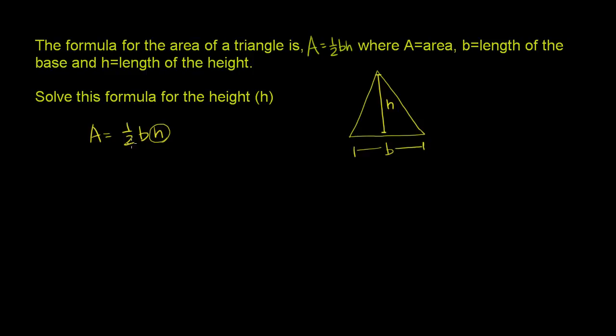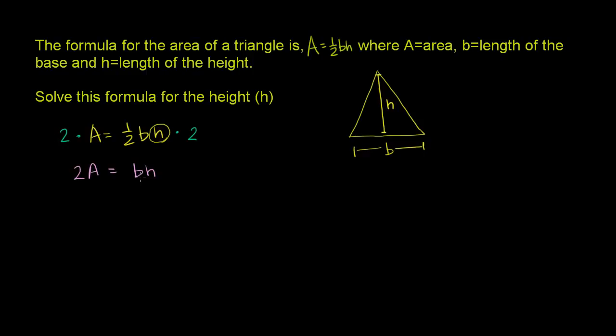So the best way to get rid of a 1/2 that is being multiplied by h is to multiply both sides of the equation by its reciprocal. If we multiply both sides of the equation by 2/1, or by 2. So let's do that. Remember, anything you do to one side of the equation, you also have to do to the other side of the equation. Now, what did this do? Well, the whole point behind multiplying by 2 is that 2 times 1/2 is 1. So on the right-hand side of the equation, we're just going to have a BH. And on the left-hand side of the equation, we have a 2A. 2A. And we're almost there.